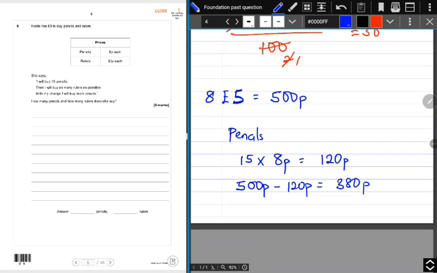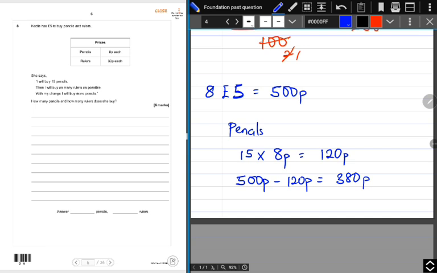Now let's see the ruler she wants to get. She said she will be getting rulers which each cost 30 penny. But we are not given the total number of rulers she will be getting. So in this case, to get the number of rulers, we need to divide the value we have left by the cost of one ruler.